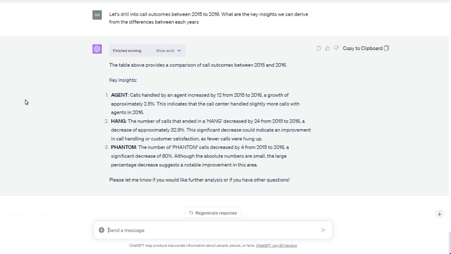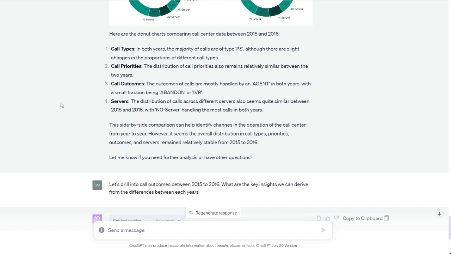Okay, so I don't know if that is that meaningful, but although the absolute numbers are small, the large percentage decrease suggests a notable improvement in this area. Wow. Okay. So just a reminder, this data is pretty random. I think it's just a totally randomized data set. So that's why we're getting some odd results here. But that is impressive. That is seriously impressive.